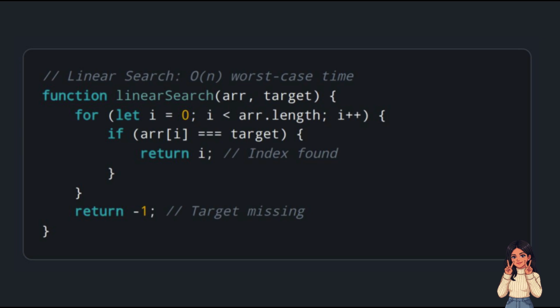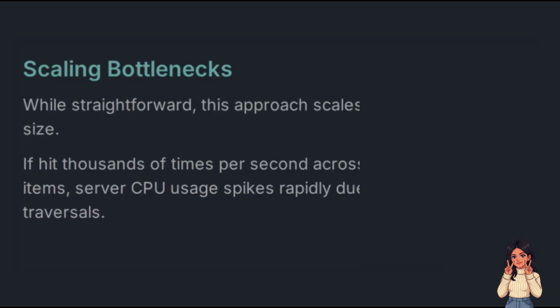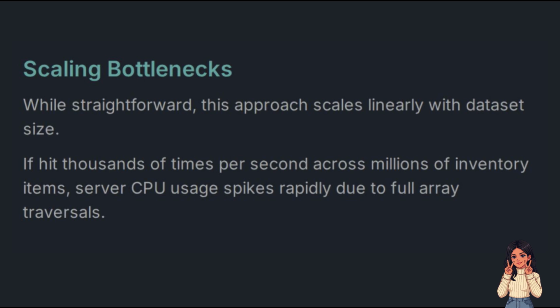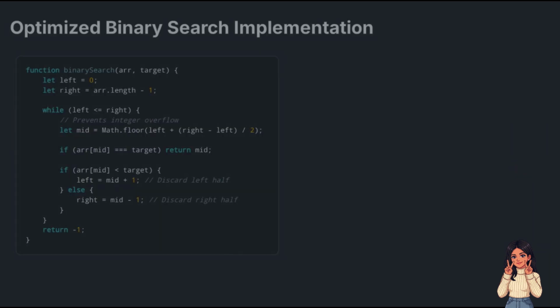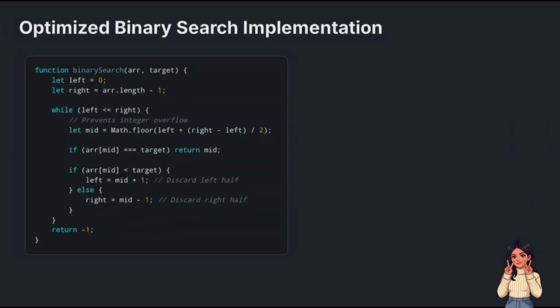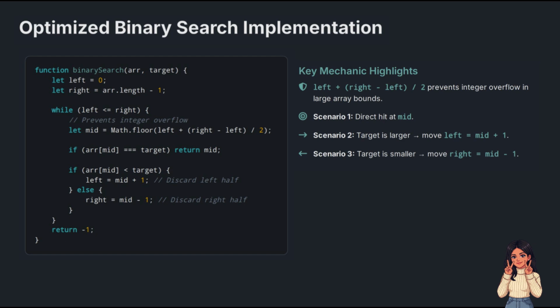Again, this works fine for minor arrays. But if this function is hit thousands of times a second across a ledger of million items, the server's CPU utilization will spike through the roof because the worst case scenario requires checking every single item. Now let us write the optimized binary search implementation to ensure we only look at a tiny fraction of the data. Let us trace exactly how this function executes step by step.